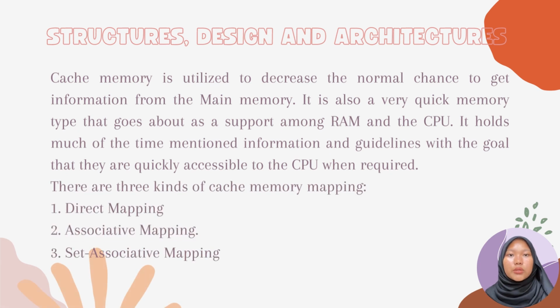Cache memory is utilized to decrease the average time to get information from the main memory. It is also a very quick memory type that acts as a buffer between RAM and the CPU. It holds frequently requested data and instructions so that they are immediately available to the CPU when required. There are three kinds of cache memory mapping. First, direct mapping. Second, associative mapping. And last one, set associative mapping.